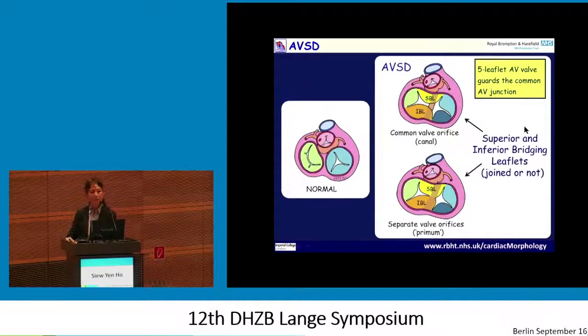So then we can put together a very simplistic diagram showing superior and inferior bridging leaflets. There are actually 5 leaflets making up this common atrioventricular valve, with a common valvar orifice in this form, a so-called common valve orifice with canal malformation, if you like. The important thing, superior bridging and inferior bridging leaflets are not coming together. Whereas, by contrast, your so-called primum kind of atrioventricular septal defect is simply a division of that common valvar orifice by fusion between superior and inferior bridging leaflets.